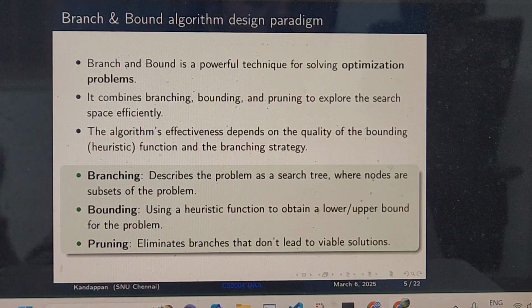If I take A, what is the maximum profit I can obtain by any combination of subsequent items? I will compute this using the heuristic. Similarly, if I do not take A, what is the maximum profit I can obtain using any combination of the remaining items? I'll compute this. So let's say I have a value 75 when I include A, and 45 when I do not include A. And remember this, I will explain the heuristic function in detail now.